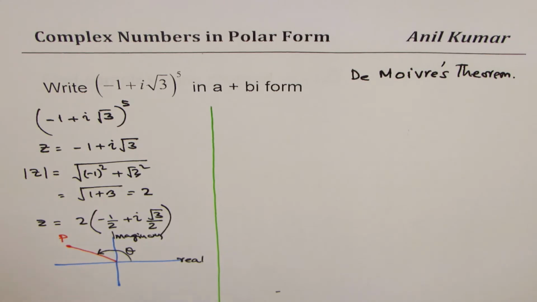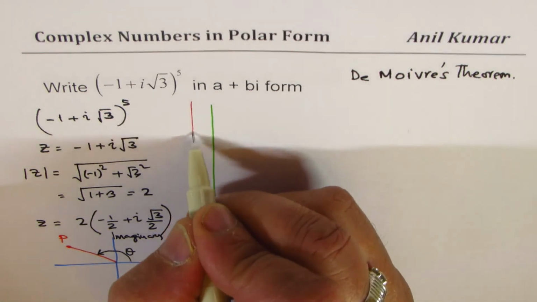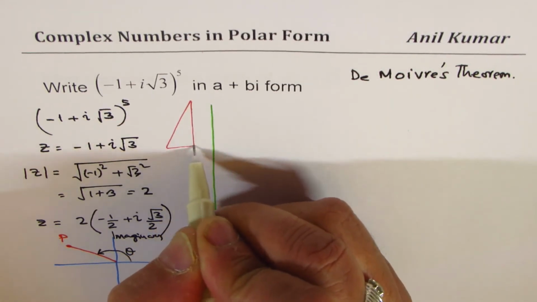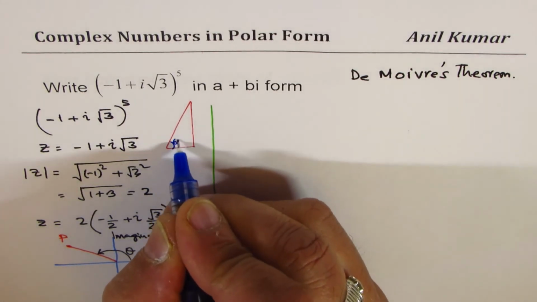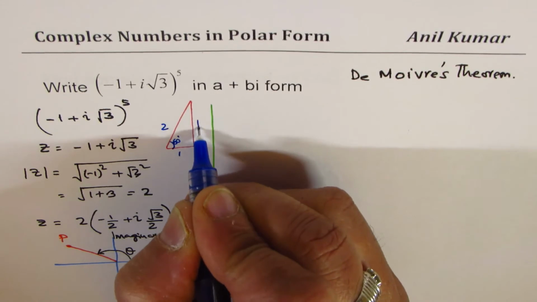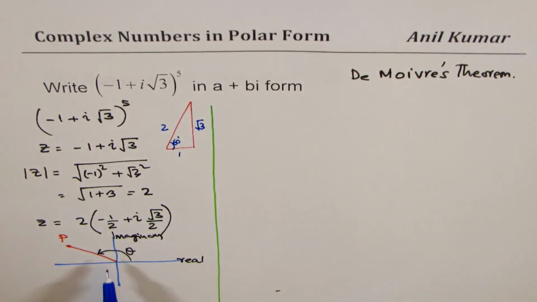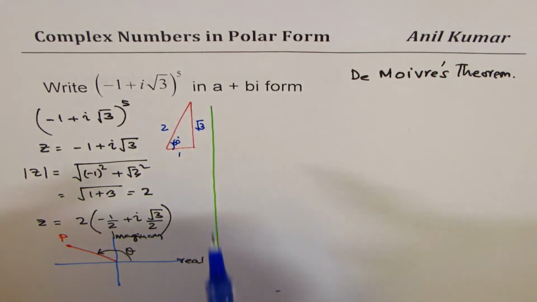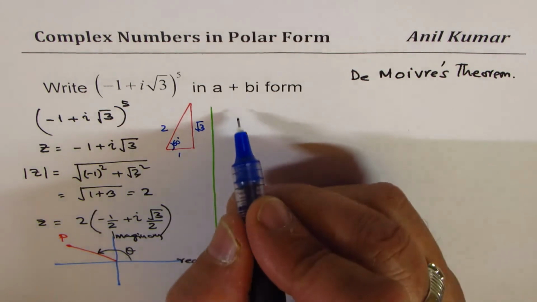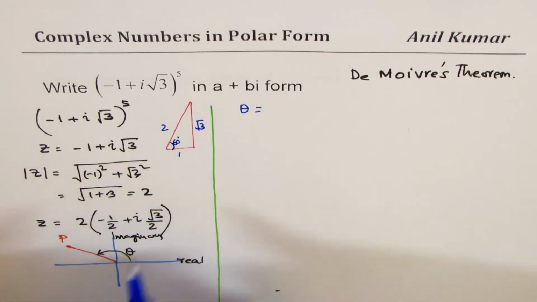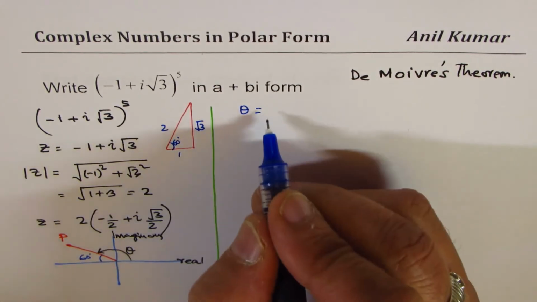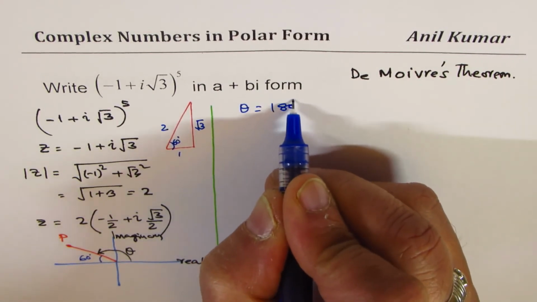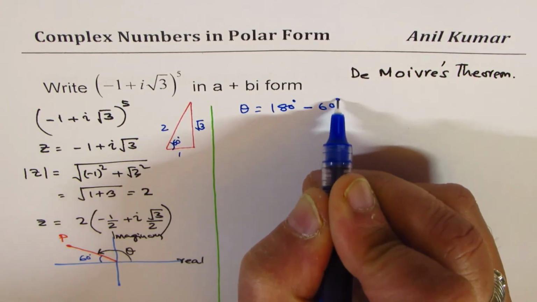Let's look into our special triangle. 30, 60, 90, right? So for 60 degrees, we know the sides are 1, 2, square root 3. So we know this acute angle is 60 degrees, correct? So the angle theta will be 180 degrees minus 60 degrees.